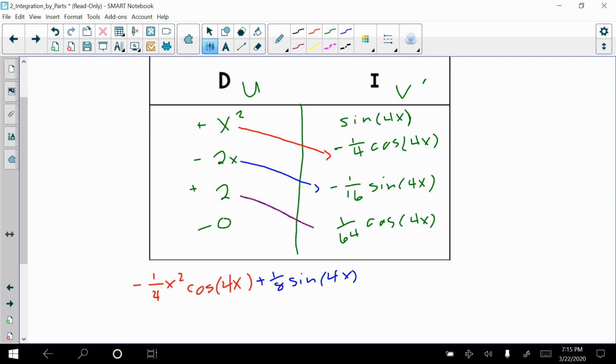And then moving on to the next diagonal, we have the positive times the positive. And so 2 times 1/64 will be 1/32. And I forgot my x term on the 1/8, sorry about that. But the 1/32 doesn't have an x term. So it's just going to be 1/32 times the cosine of 4x. And because this is not a definite integral, we'll say plus our constant. And there's our final expression for our solution.